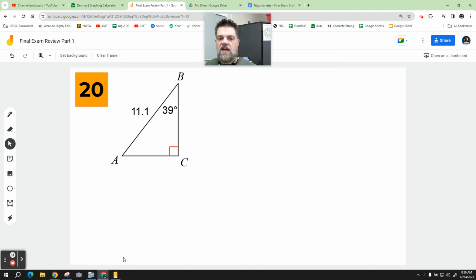All right, so this one we're asked to solve the triangle. Whenever they say solve the triangle, you need to find all 3 side lengths and all 3 angles. The angles are the capital letters, so this would be like A, B, and C will always be 90 degrees.